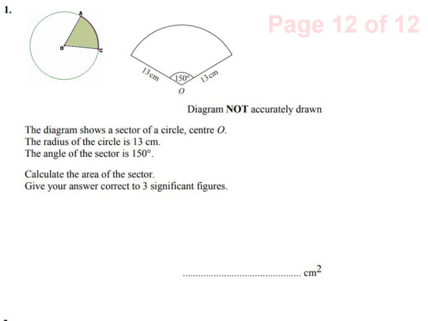So you've come to the last page of your holiday work. In this question and the next, you need to know the formula you should use for finding the area of a sector. You can see ABC. That's a sector that's part of a full circle.